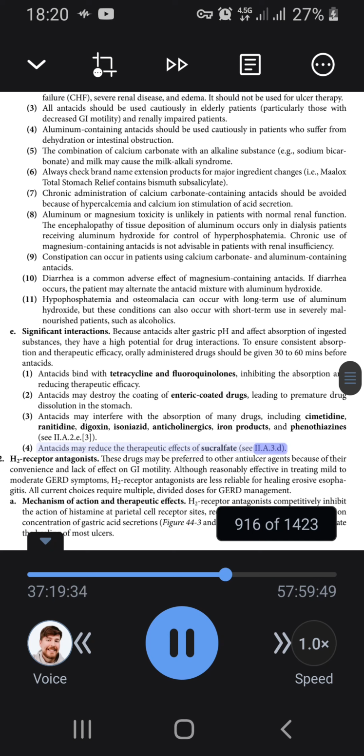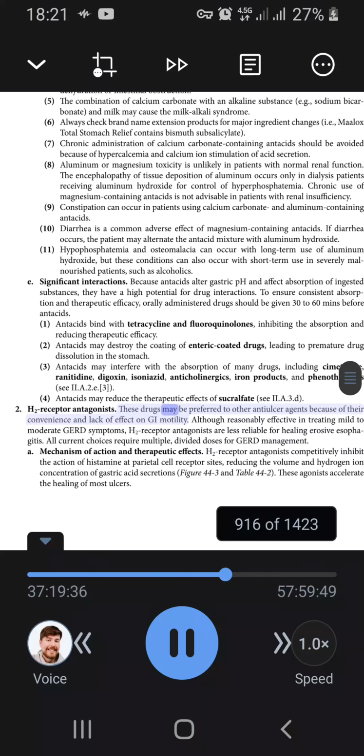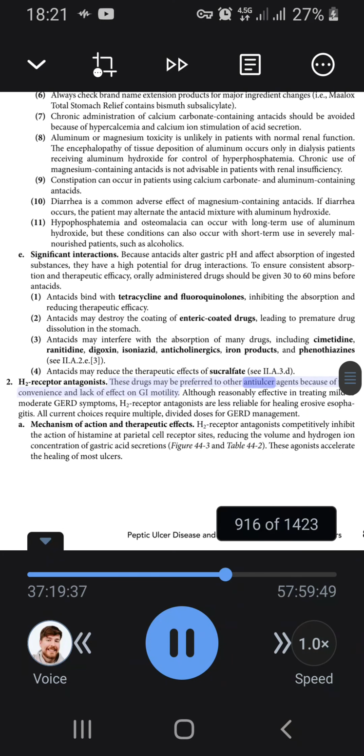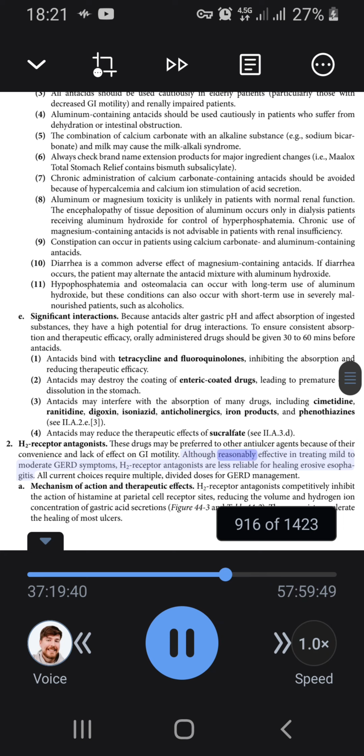2. H2 receptor antagonists. These drugs may be preferred to other anti-ulcer agents because of their convenience and lack of effect on GI motility. Although reasonably effective in treating mild to moderate GERD symptoms, H2 receptor antagonists are less reliable for healing erosive esophagitis. All current choices require multiple, divided doses for GERD management.